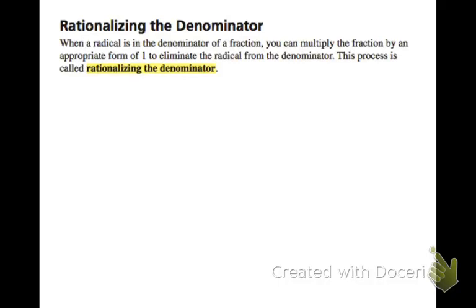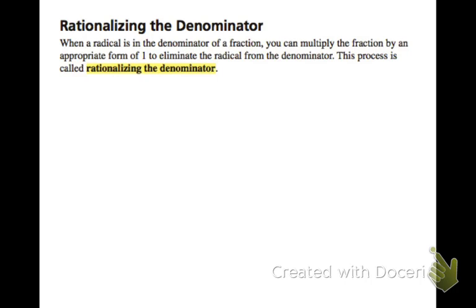Okay, this is going to be lesson 9.1, part 2, and we're going to start with rationalizing the denominator. When a radical is in the denominator of a fraction, you can multiply the fraction by an appropriate form of 1 to eliminate the radical from the denominator. This process is called rationalizing the denominator.